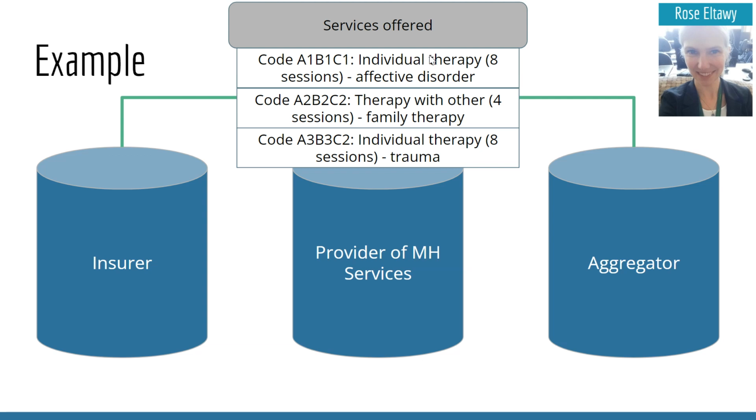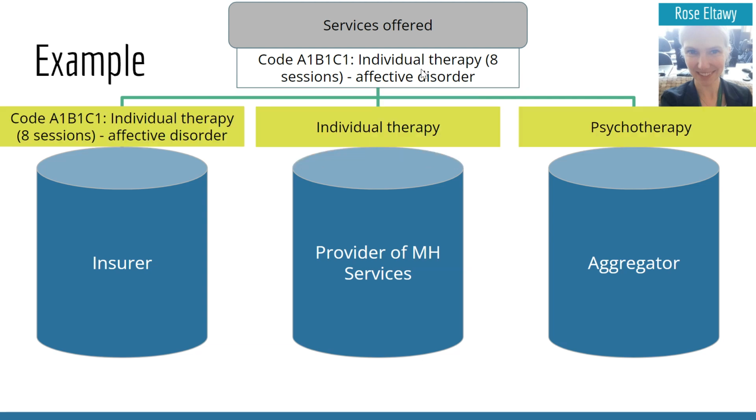Then once we select something, so let's say we go ahead and select this first code, then that information might look a little different and the display might be different in each of those systems. So this code may display for the insurer as code A1B1C1. It may display for the provider as individual therapy. It may display for the aggregator as psychotherapy, depending on their different needs. But at the base level in the data warehouse, it would all go back to being the same code, the same piece of information.